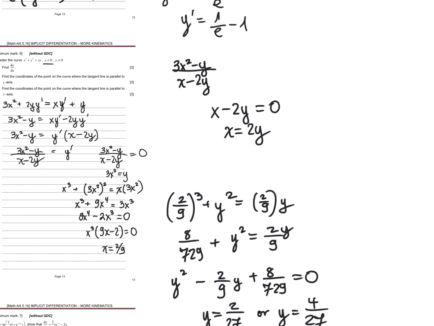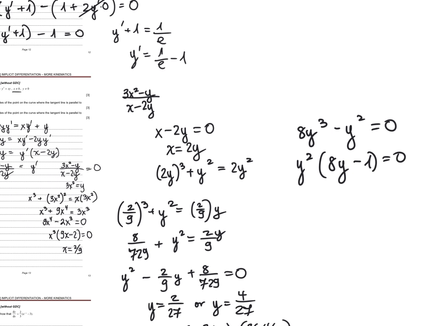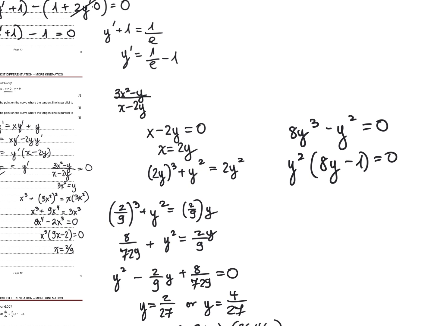If we sub this into the curve, that is (2y) cubed plus y squared equals 2y times y squared. Okay, so now we're going to have 8y cubed, subtract the 2y squared, so minus y squared equals 0. Factor out y squared, and this is 8y minus 1. So again, y can't be 0. So y has to be 1 over 8.